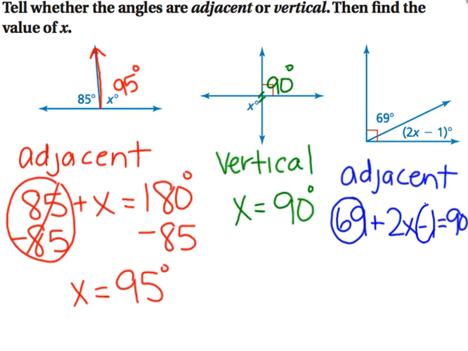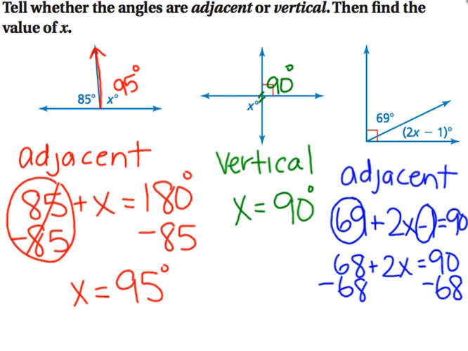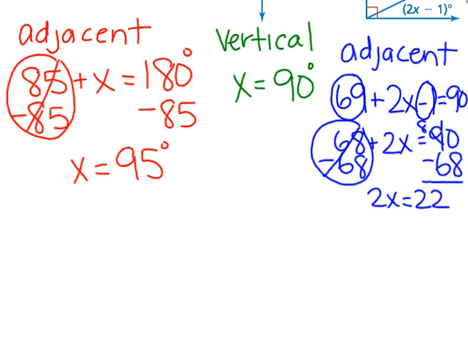Okay, now we'll go ahead and combine like terms. So 69 minus 1 is 68. And I still have positive 2x equals 90. Then we'll subtract 68 from each side. So this is my 0 pair. And I'll have 2x equals 22. And then finally, divide both sides by 2 to get x equals 11.